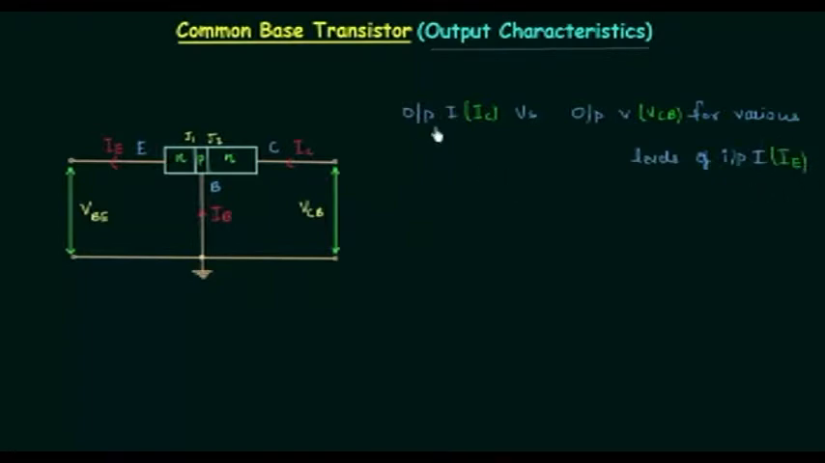So we have to plot the graphical relation between the collector current IC and voltage VCB for various levels of emitter current IE. If we consider this NPN transistor as two diodes connected back to back, it will look something like this. This is the first diode and this is the second diode. We want to plot the output characteristics of the common base transistor in the active region. So the first diode is forward biased and the second diode is reverse biased. Current through the second diode is IC, the collector current, and voltage across this diode is equal to VCB.